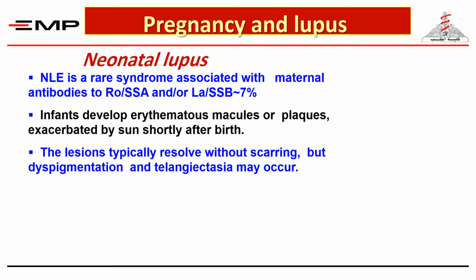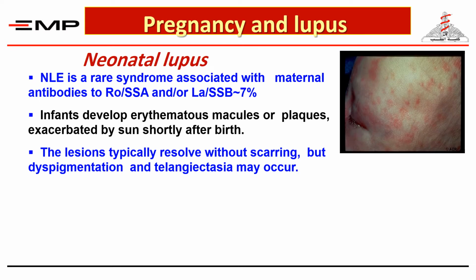Neonatal lupus is a rare syndrome associated with maternal antibodies to anti-Ro SSA or anti-La SSB in about 7% of cases. Infants develop erythematous macules or papules, exacerbated by sun, shortly after birth. The lesions typically resolve without scarring, but dyspigmentation and telangiectasia may occur. This is the erythematous rash in a neonate.